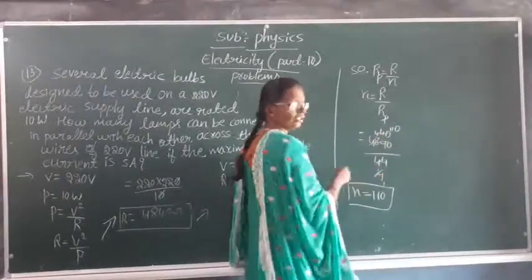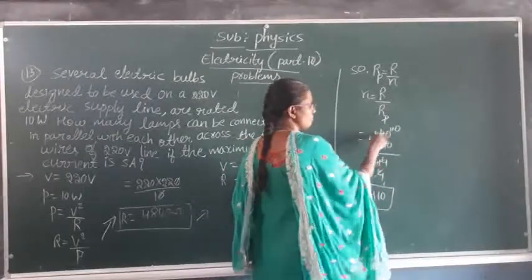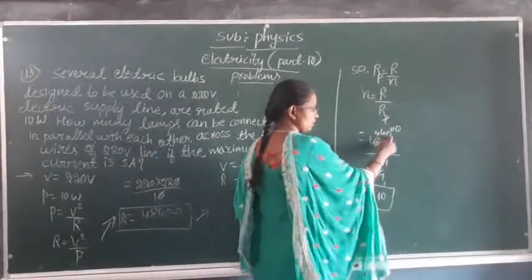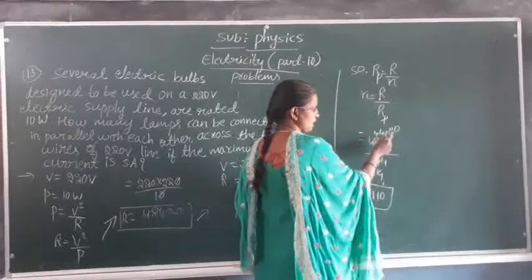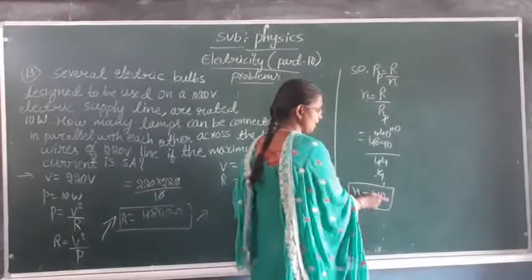So again use the 4 ones are 4 tables. 4 ones are 4. Again 4 ones are 4. 0 remains 0. So what is the answer here? 110. So N is equal to 110.